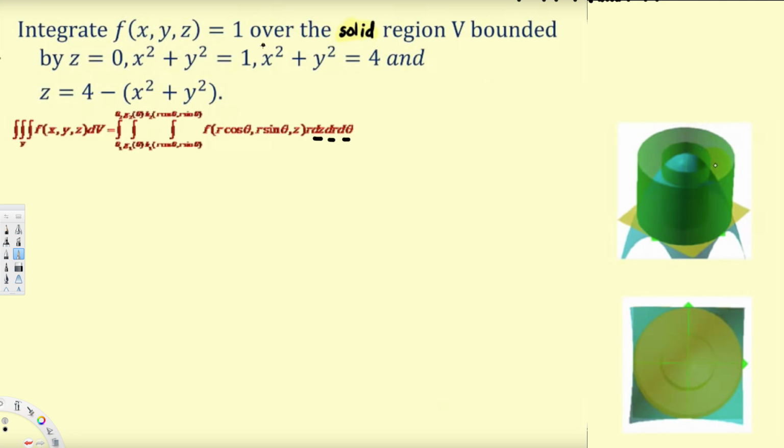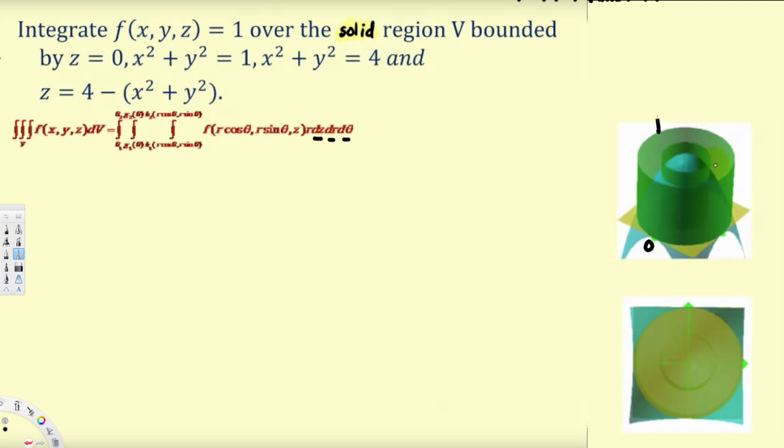In the question they have said that the solid is bounded by z equal to 0. So starting from 0 and going until x square plus y square is equal to 1, x square plus y square is equal to 4, and z is equal to 4 minus x square plus y square. In the z axis this is going from 0 to this one.